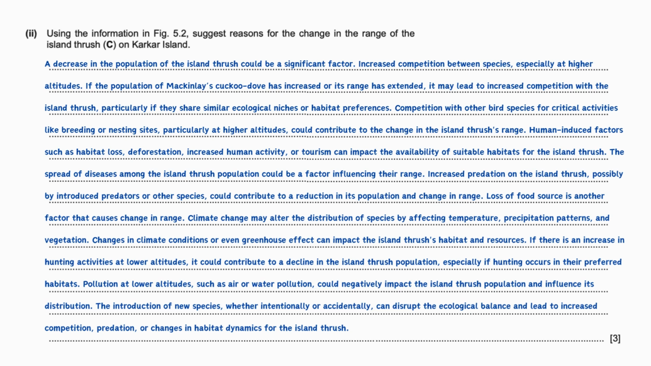Any 3 of these points would be enough to score you 3 marks. However, I have provided all possible answers and explanations so you can comprehend all possible perspectives.